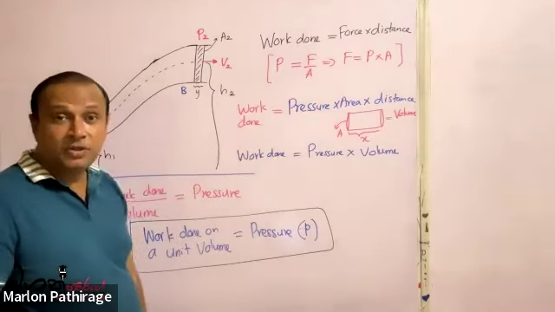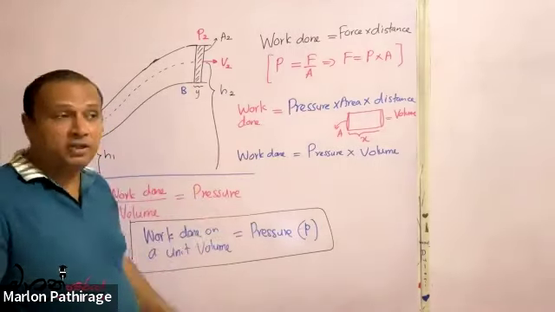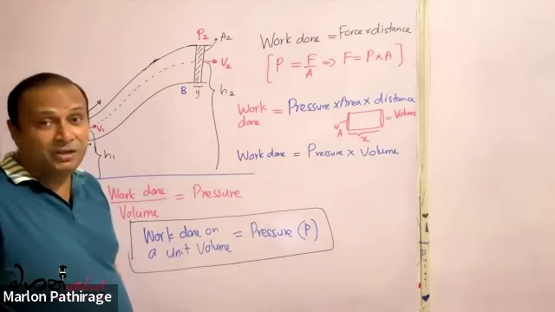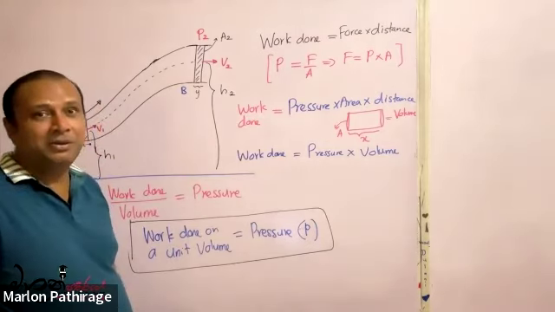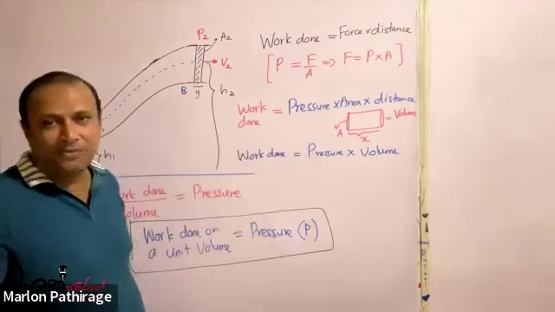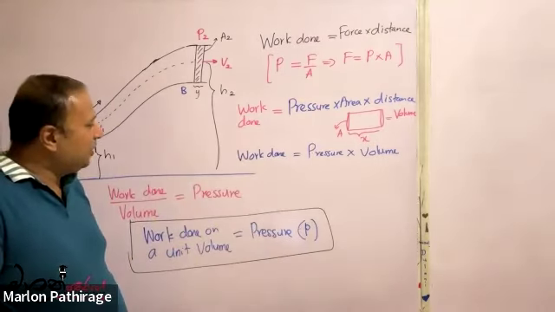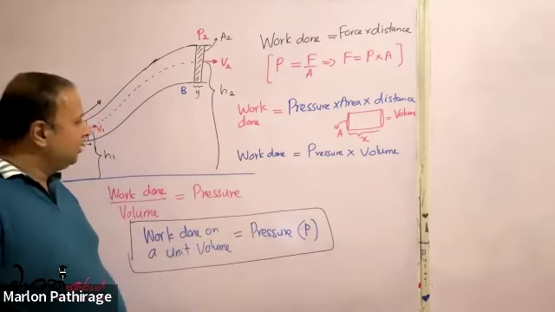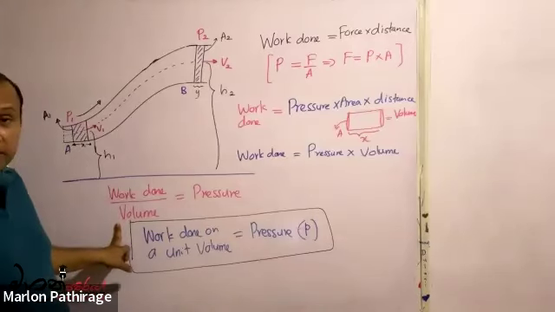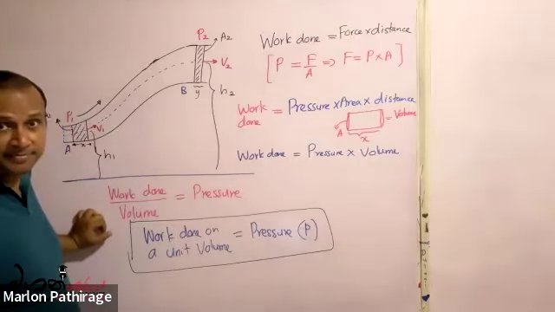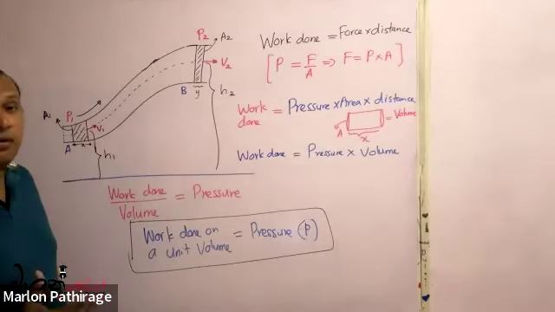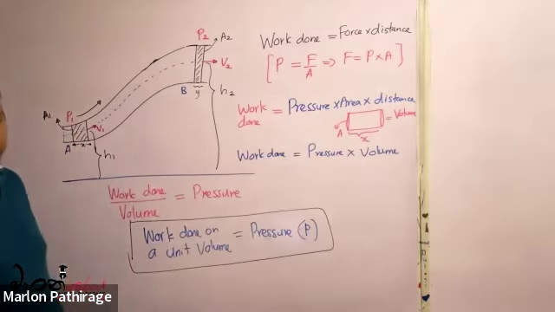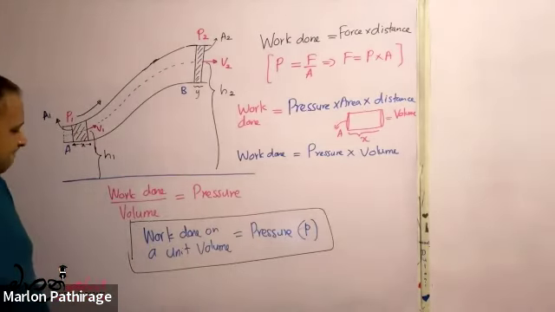Area into distance, when we were deriving volume flow rate, that is A into V, that is area into distance. So area and distance means volume. So work done is equal to pressure into volume. So if I divide both sides by volume, work done over volume is equal to pressure. Work done over volume means work done per volume. That means work done on a unit volume is equal to pressure.